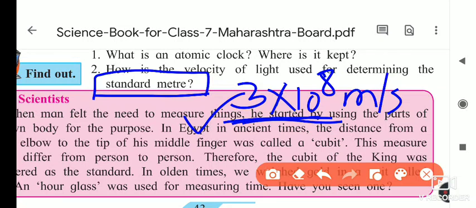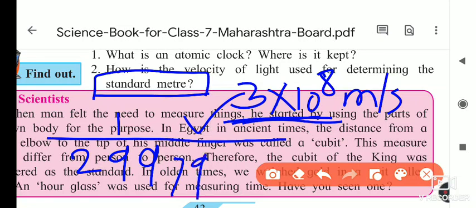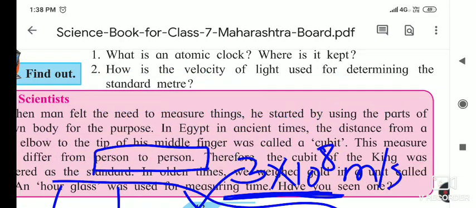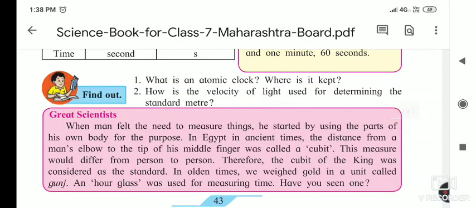So 1 meter is defined as the distance traveled by light in 1 upon 299792000 seconds. This is the speed of light in 1 second. Inside 1 second, light covers 3 into 10 raised to 8 meters, and we are considering 1 part of it as 1 meter, that is the standard meter. Okay, so you have to find out these answers on the net. Just search it and then send me.